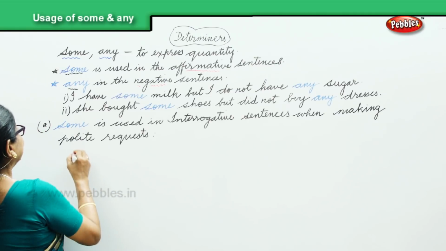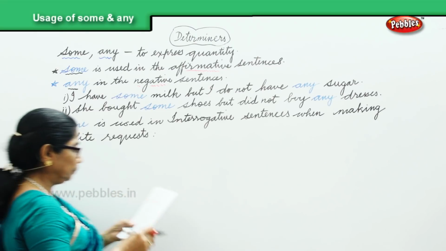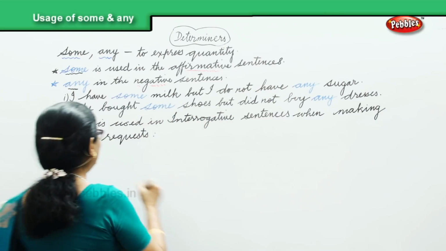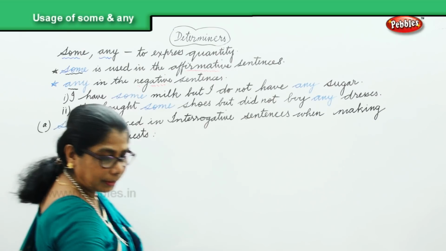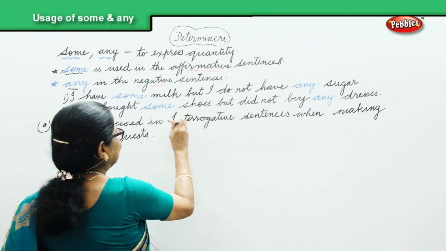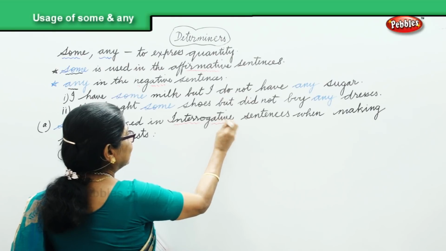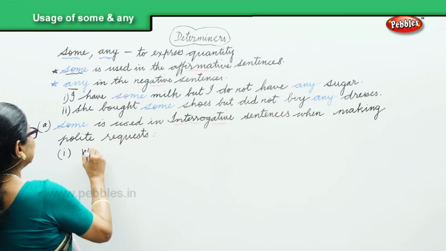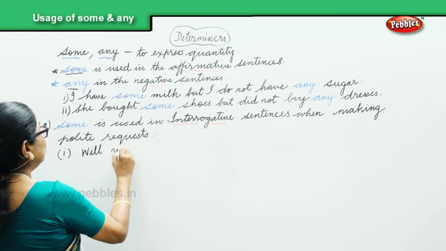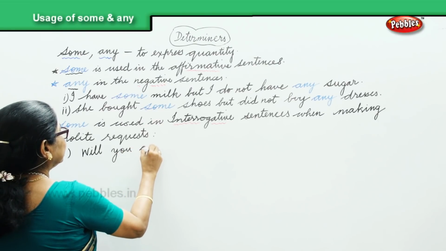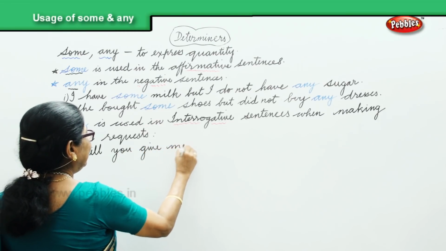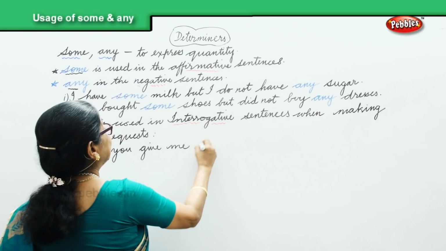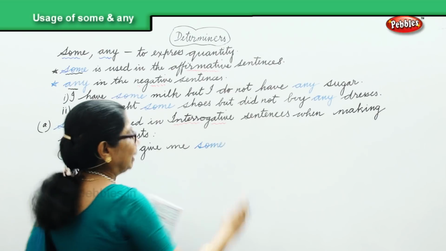Okay, let's look at the first sentence we have here. The first sentence says, will you give me some sugar? You said interrogative, okay, that means questions, interrogative sentences. Will you give me some sugar?